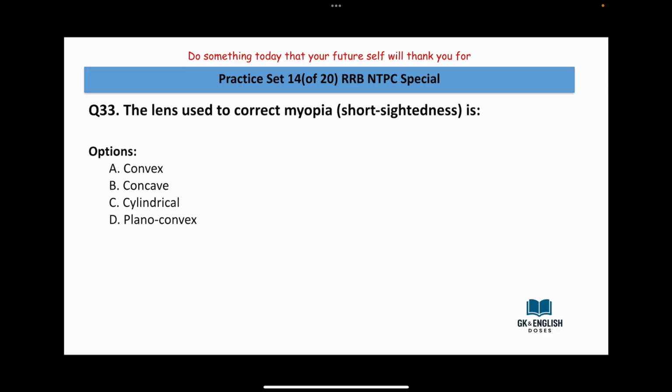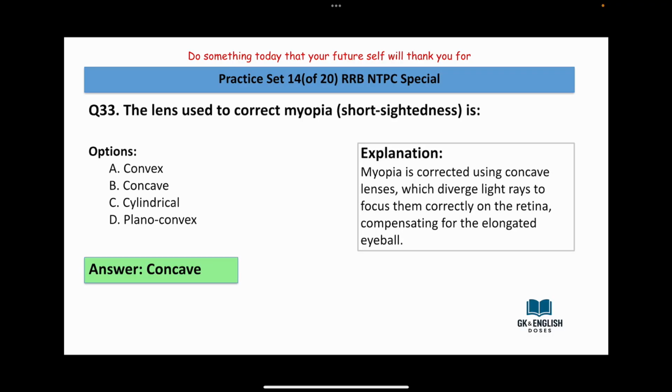The lens used to correct myopia, that is short-sightedness, is convex, concave, cylindrical, plano-convex. The answer is concave. So myopia is corrected using a concave lens, which diverges light rays to focus them correctly on the retina, compensating for the elongated eye wall.